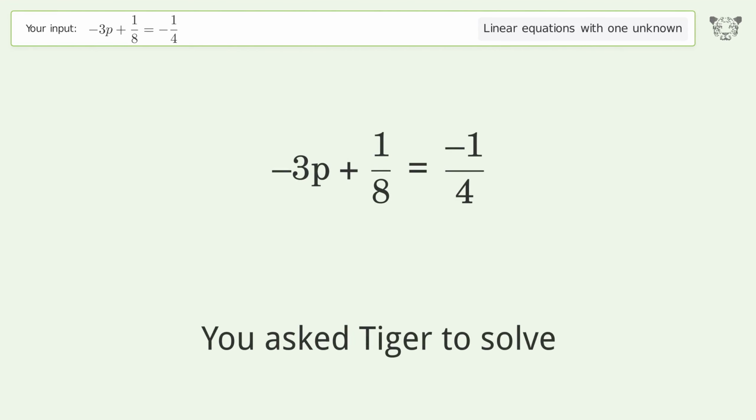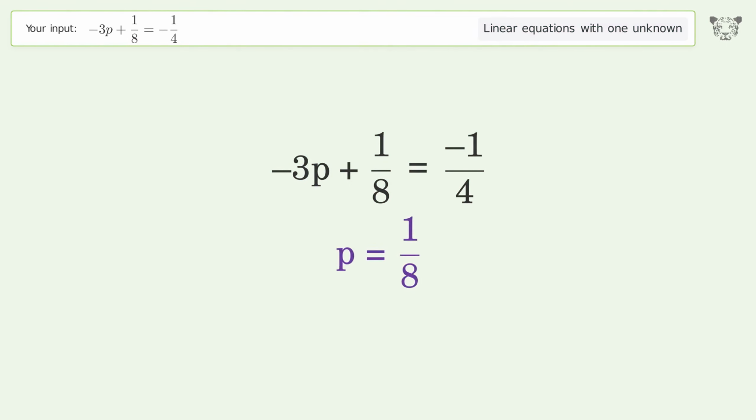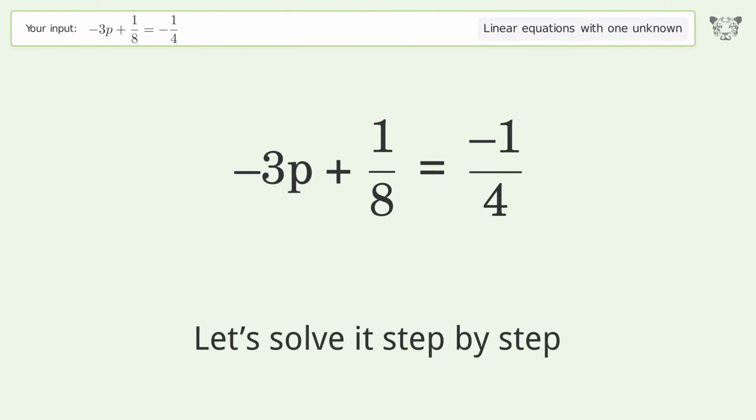You ask Tiger to solve. This deals with linear equations with one unknown. The final result is p equals 1 over 8. Let's solve it step by step.